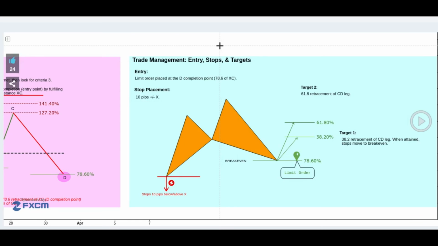Look left. Target 1. The 38.2% retrace of C to D leg. When attained, stops move to break even. Target 2. The 61.8% retrace of C to D leg. This is the Cypher pattern.